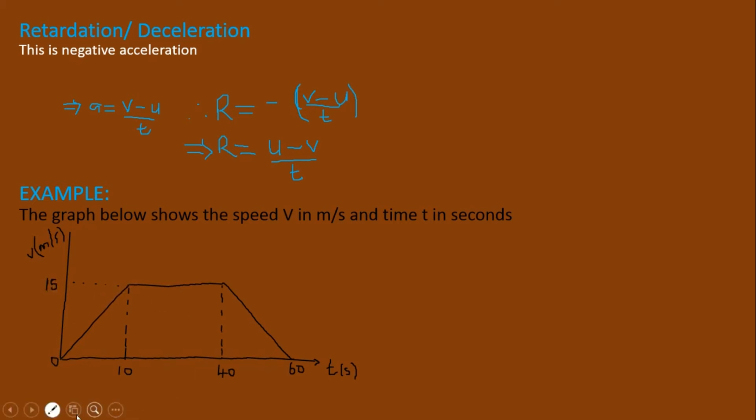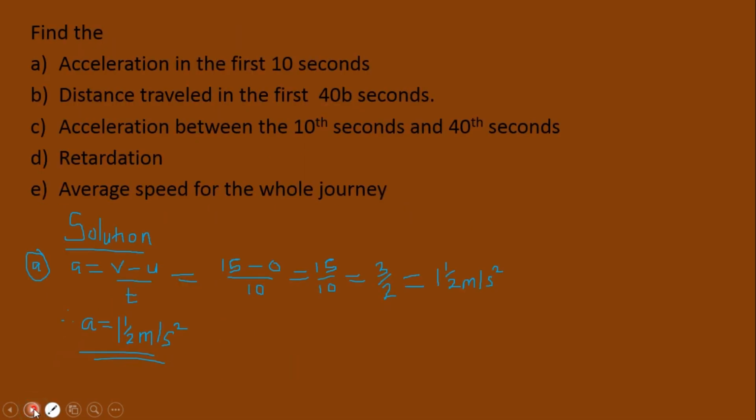Okay. So now let us see how we can solve the questions that are normally given of this kind. So the first question is, find the acceleration in the first 10 seconds. Then B, distance traveled in the first 40 seconds. Then C, acceleration between the 10th second and 40th second. Then D, find the retardation or deceleration. Then the last one is, find the average speed for the whole journey.